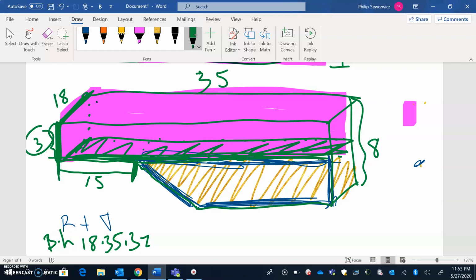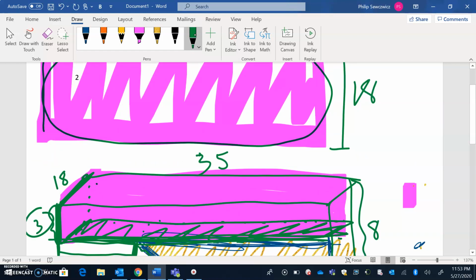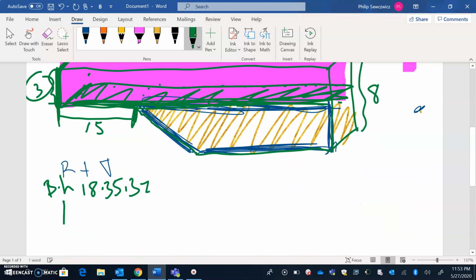Gives me 1,890. So it's approximately 1,890 feet cubed. Remember, it's an estimate. Okay, so the next thing I've got is my trapezoid that I'm looking at. So again, the volume is the area of the base times the height.